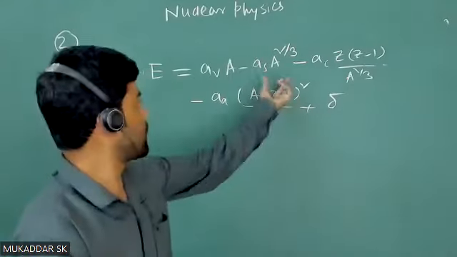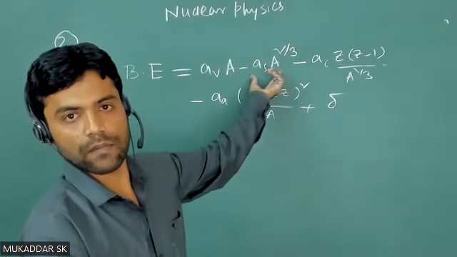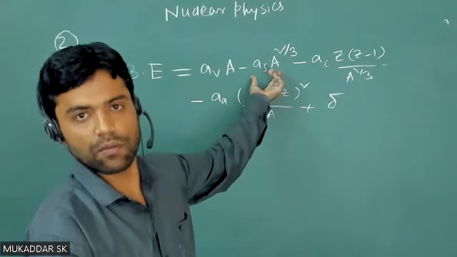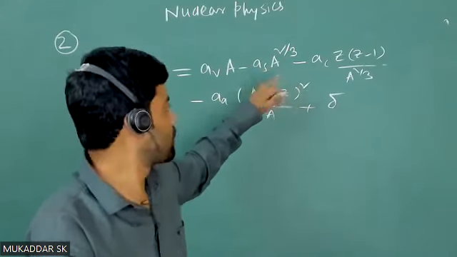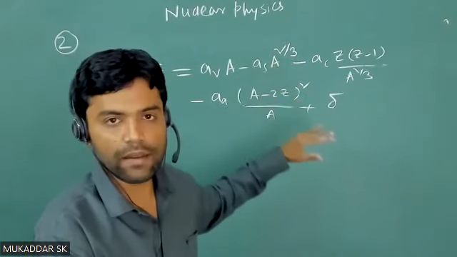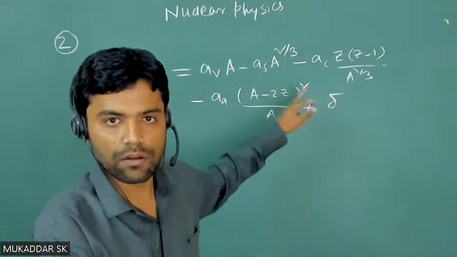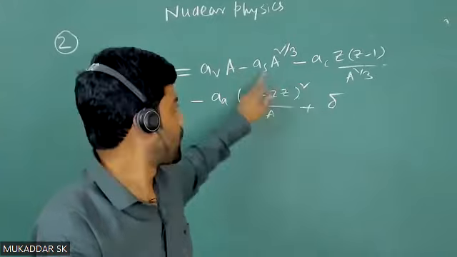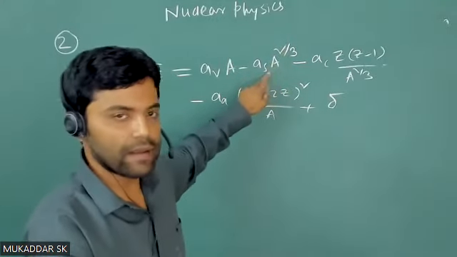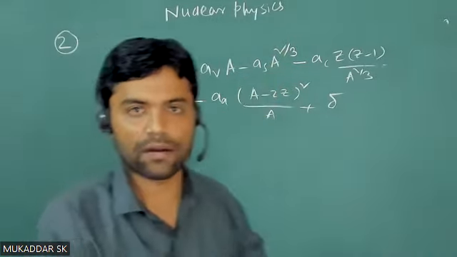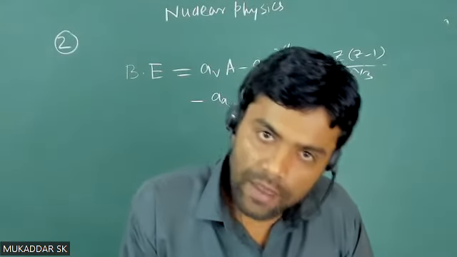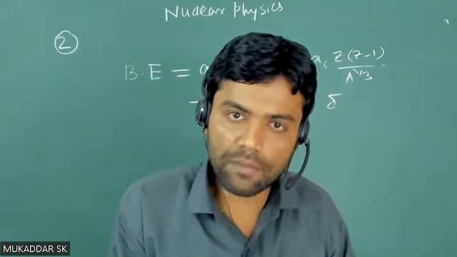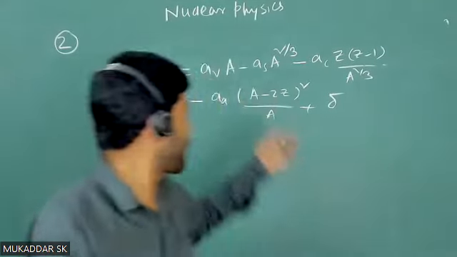So this is your surface energy, this is your total surface energy of a nucleus. Surface energy per nucleon means total surface energy divided by mass number A. So that will be like AS A to the power 2/3 by A. So what will your factor be? A to the power -1/3. Exactly, okay.